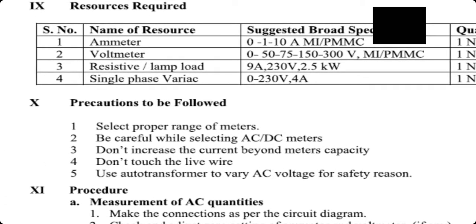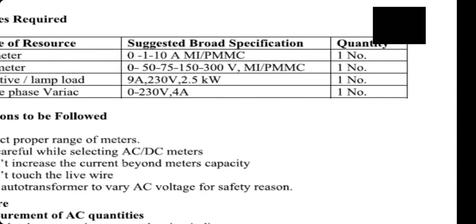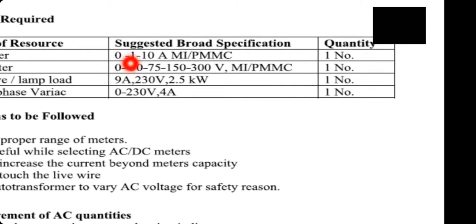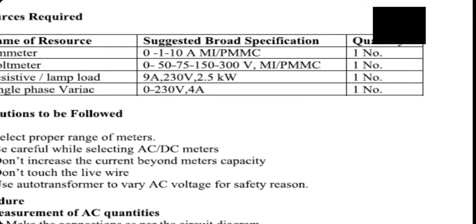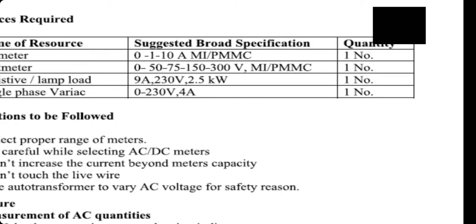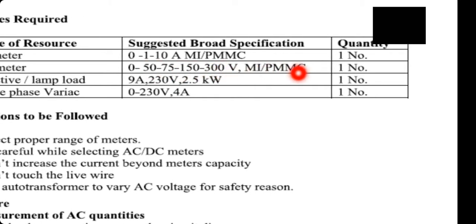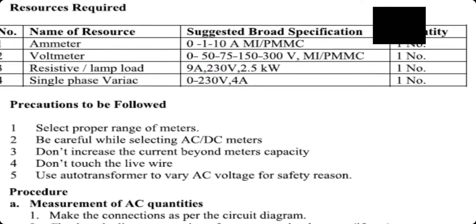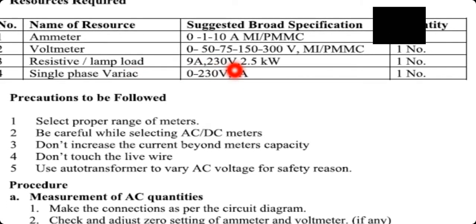Resources required: serial numbers 1 to 4: voltmeter, ammeter, resistive lamp load, single phase variac. Suggested broad specification: ammeter 0 to 10 ampere, MI or PMMC type, quantity 1. Voltmeter 0 to 300 volt, MI or PMMC type. Resistive lamp load, 2.5 kilowatt. And single phase variac 0 to 230 volt, 4 ampere.